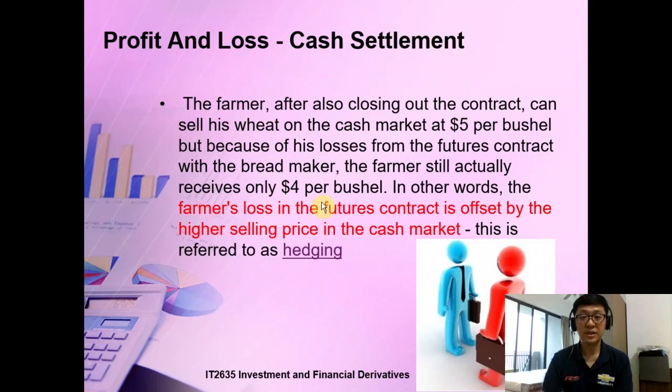So here are further. Okay, so what happens if it's the other way? In other words, the farmer's loss in the futures contract is offset by the higher selling price in the cash market. So this is what we call hedging. Okay, so this is the second part that you can also look at.